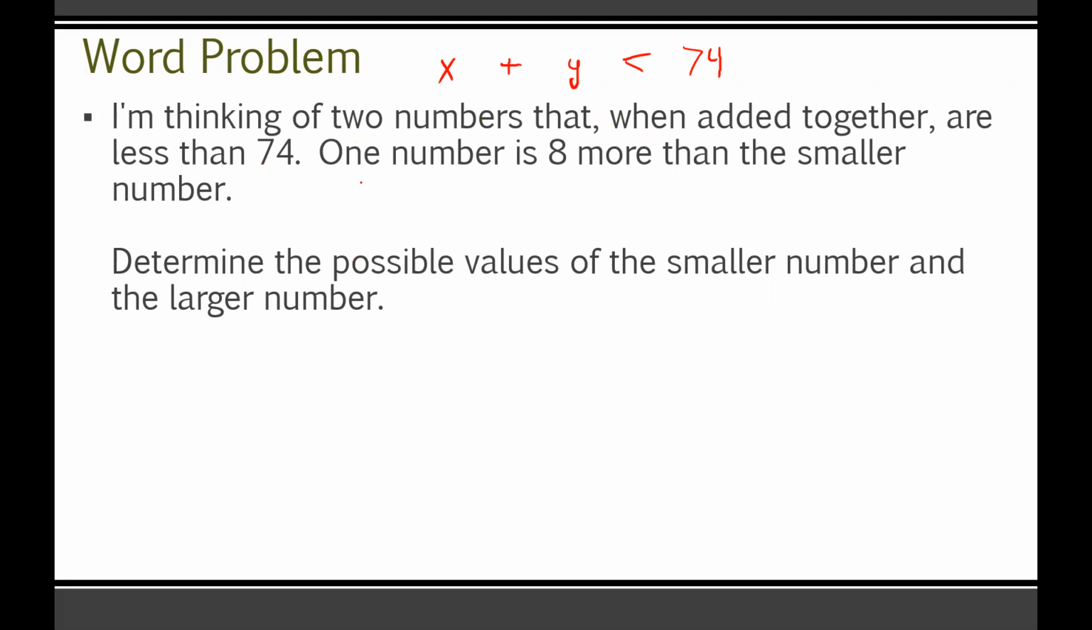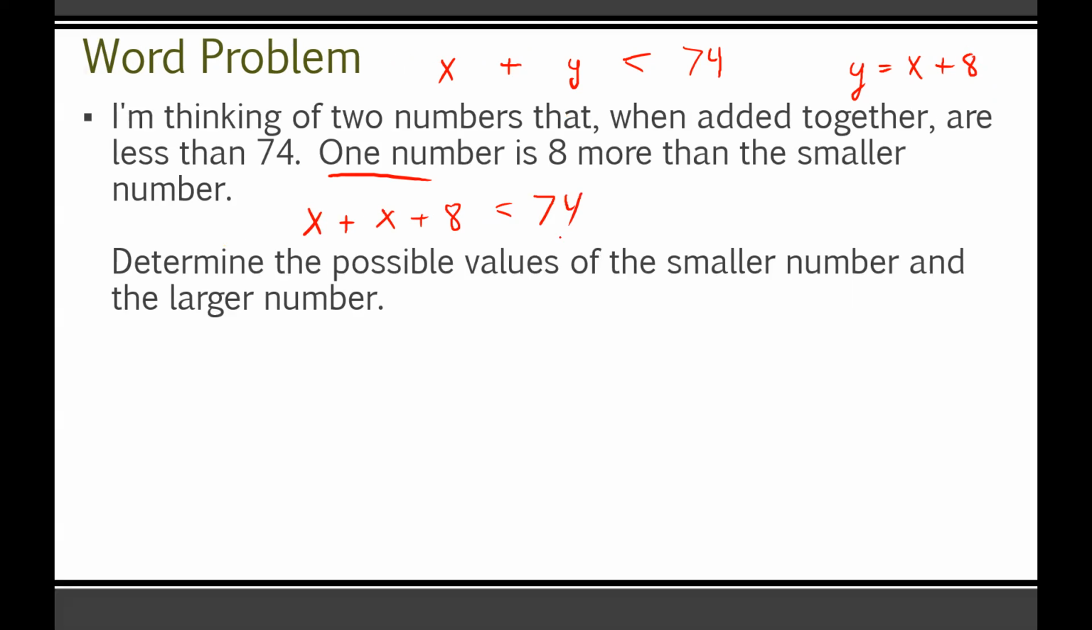Now here's the catch though. One of the numbers is 8 more than the smaller number. How about we say y is that number? So how about we say y is equal to x plus 8. So y is going to be 8 more than the smaller number. It's the smaller number plus 8. Since we know that y is equal to x plus 8, we could just rewrite this x plus y as x plus, instead of y, x plus 8 is less than 74.